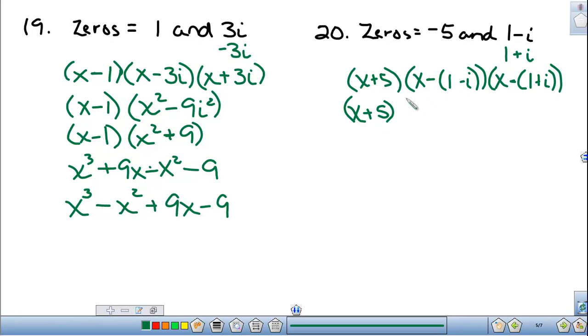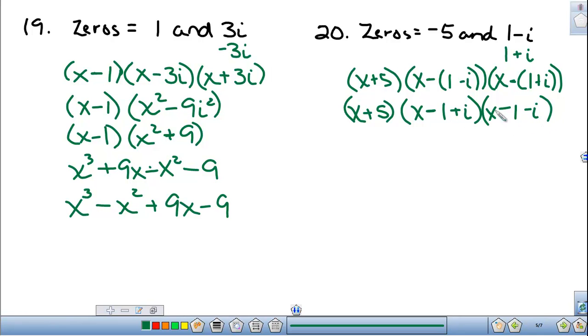I'm going to distribute that negative to the inside. I'm going to get minus 1 plus i. And I'm going to do the same thing here. That's going to be minus 1. And then that minus times that negative gives me minus i.